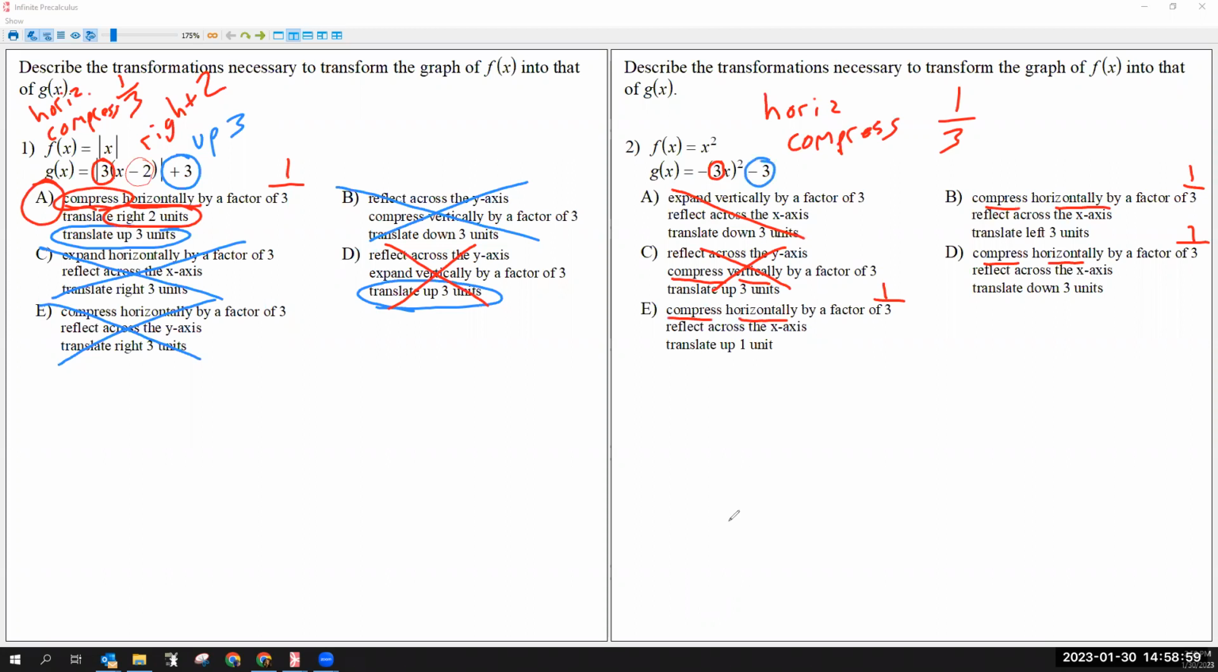Let's try one of the other ones. What about that -3? That means I'm going down 3. A down 3 right there is good. Nope, nope, nope. That one would have worked, but I already canceled that one out for a whole other reason. So it had to be D. And that minus sign out front is a reflection across the x-axis, not the y-axis. If it was inside, it'd be y-axis. It's reflection across the x-axis. All right, so that's an example of 1 and 2.